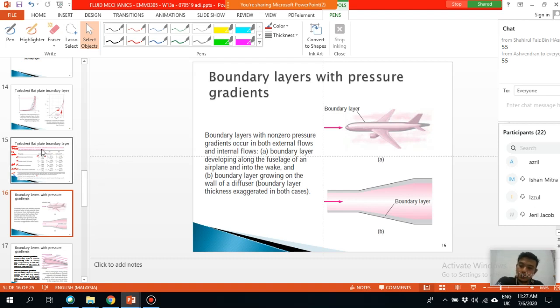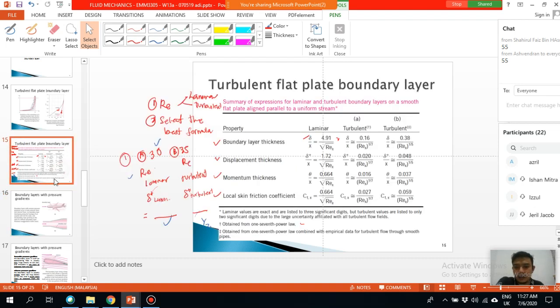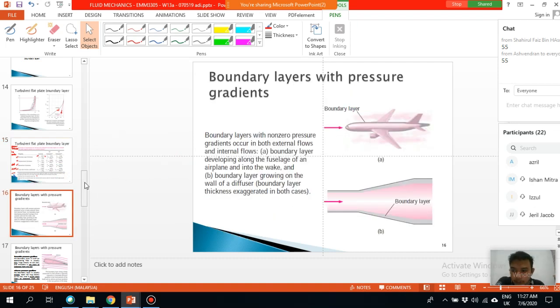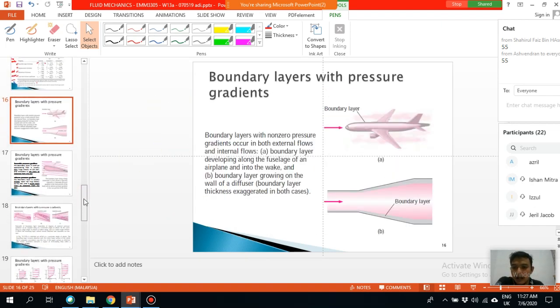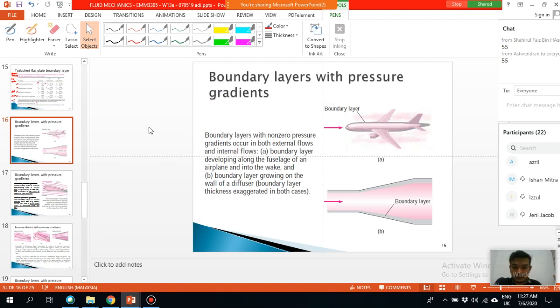So as simple as those questions, how many of you will find the correct answer? It depends on your understanding. Okay, so we continue. Just now was the turbulent flat plate boundary layer. The next is boundary layer with pressure gradient. You can see there is a picture A and B. Picture A is a boundary layer developed along the fuselage of an airplane and into the wake. If you can see here, there is a grey color here. This grey color.